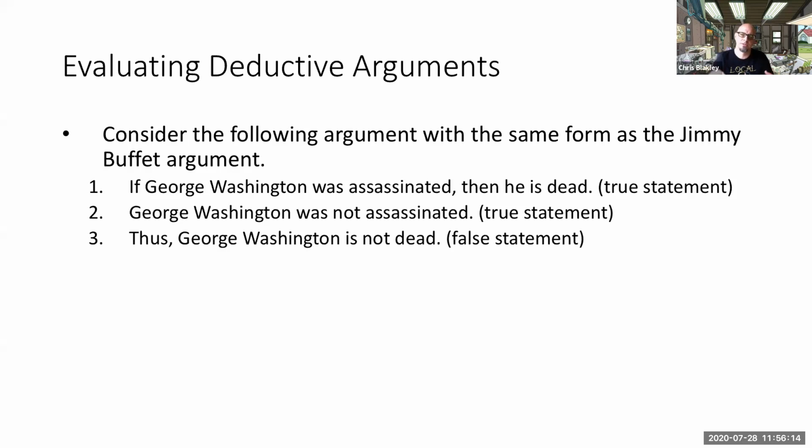So coming up with a substitution instance might involve a lot of mental work, because you're having to think through all the logical possibilities of trying to come up with an instance that has the same form as the original argument, same structure as the original argument, but that does have true premises and a false conclusion. So if George Washington was assassinated, then he's dead, true statement. George Washington was not assassinated, true statement, according to our history. And then George Washington is not dead, that's a false statement.